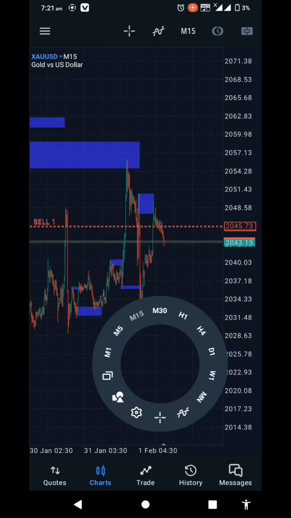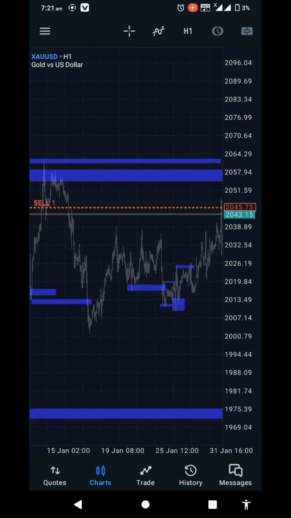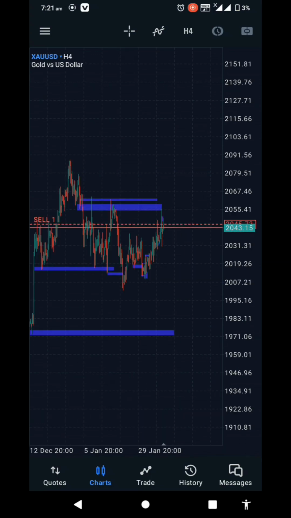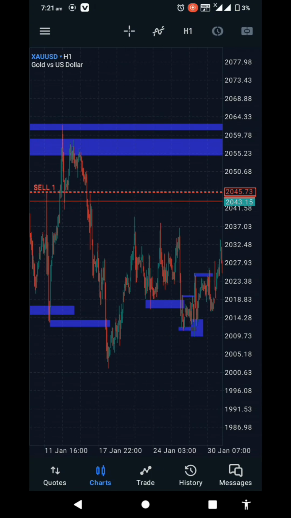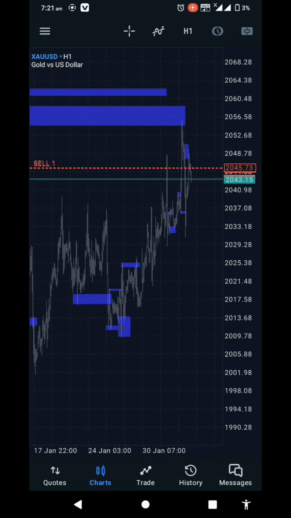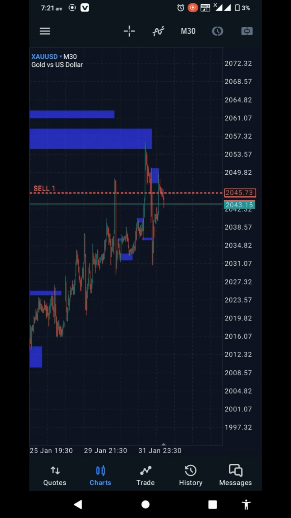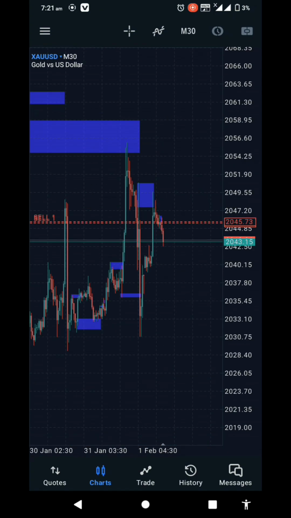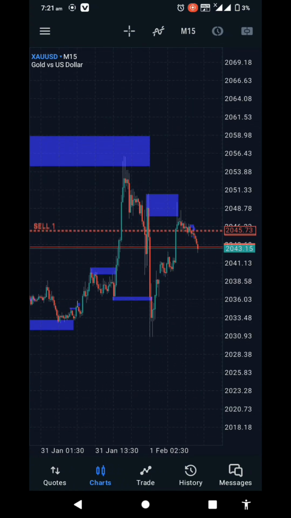Then it came and tapped on my entry zone. Let me check my 4 hours time frame. It tapped on my 4 hours time frame, or let me use the 1 hour time frame. As it tapped in there, I came down to the 15 minutes time frame. Before I enter a trade, I have to wait for the change of character.